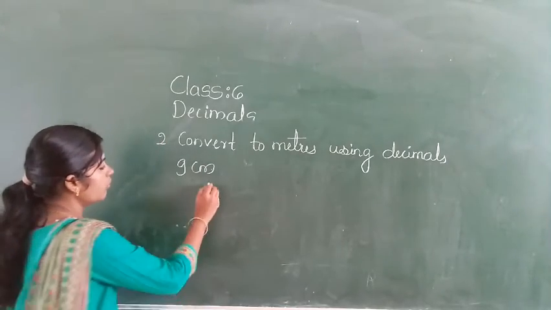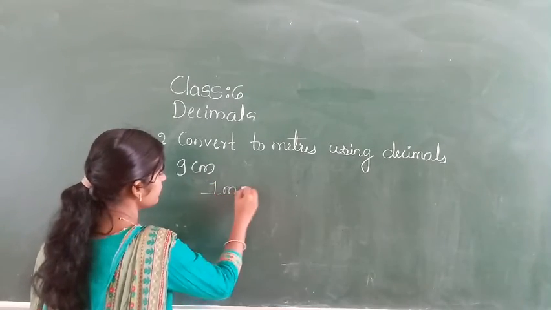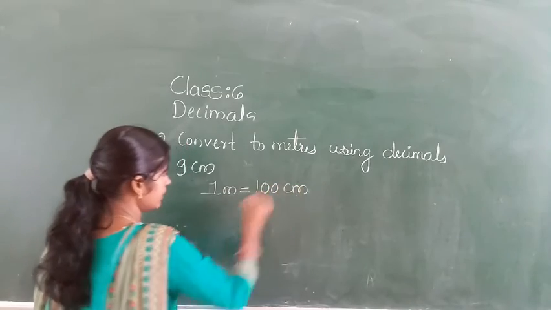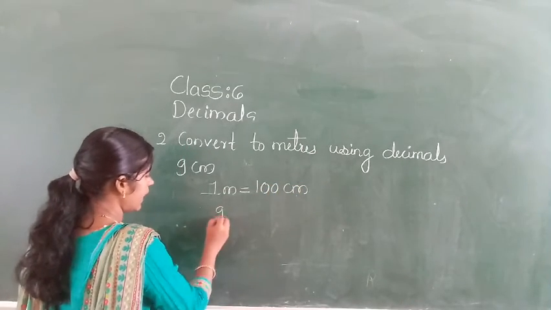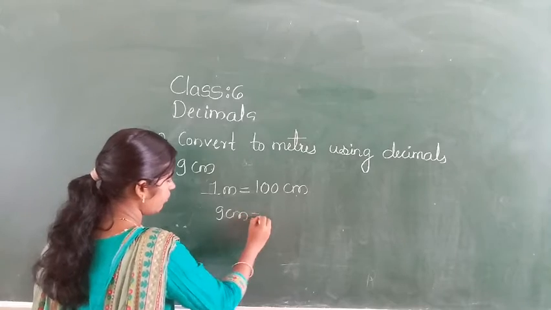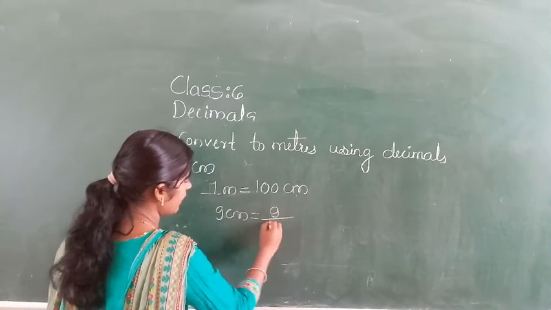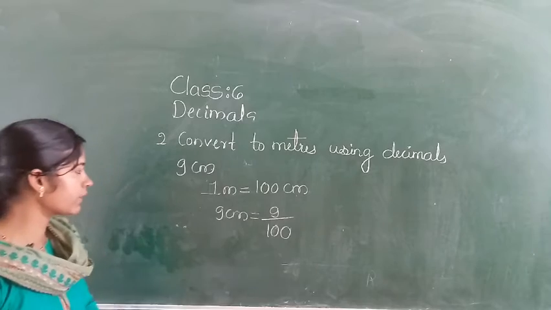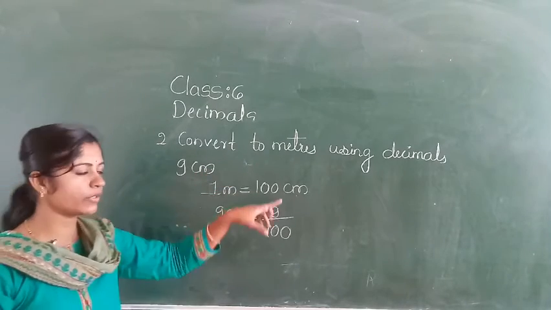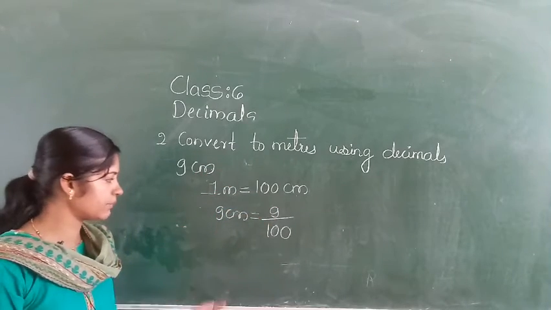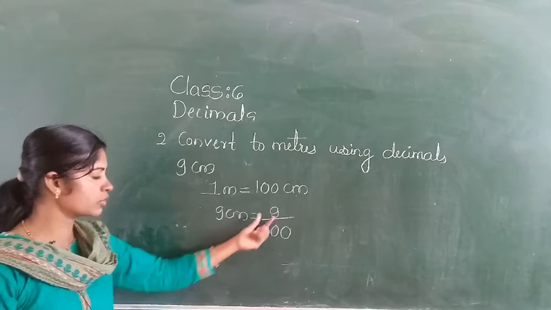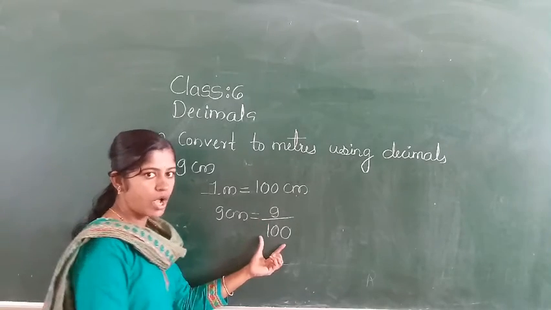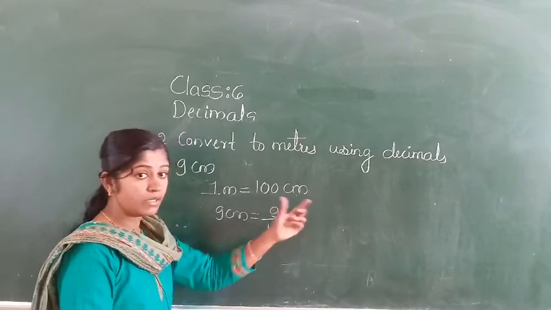Already you know 1 meter is equal to how many centimeters? 1 meter is equal to 100 centimeter. Therefore 9 centimeter is equal to, what to write here? 9 divided by 100. Already I told you, when you are converting a smaller to a bigger unit, you must divide. So 9 centimeter is equal to 9 by 100. So it is there in fractions. How to convert this into decimals?